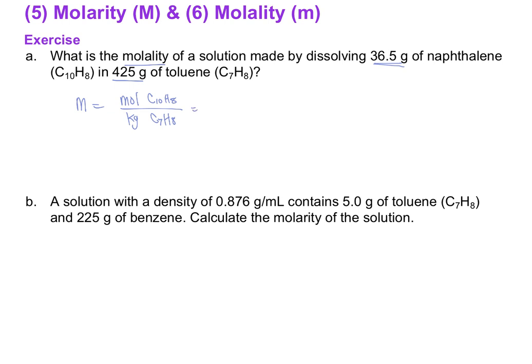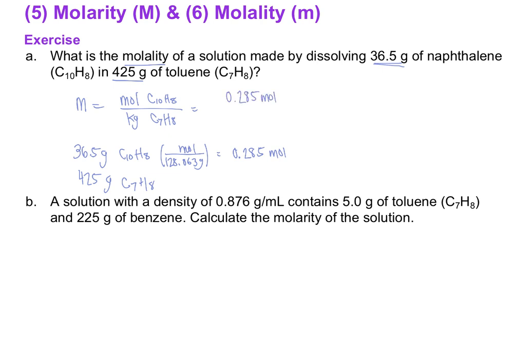So what I'm going to do is I'm going to say I have 36.5 grams of C10H8, and right below it I'm going to write 425 grams of toluene. So for naphthalene, I want to get into moles, so I'm going to use the molar mass of naphthalene. It's actually 128.063 grams per mole, giving our amount of moles being 0.285 moles. So that's what's going to go on top.